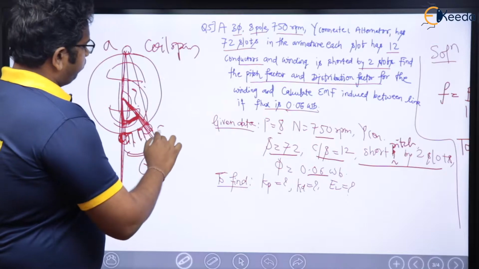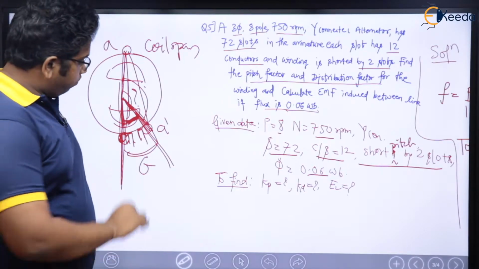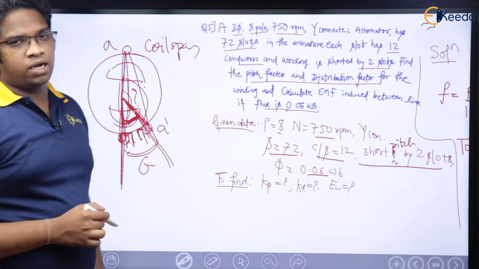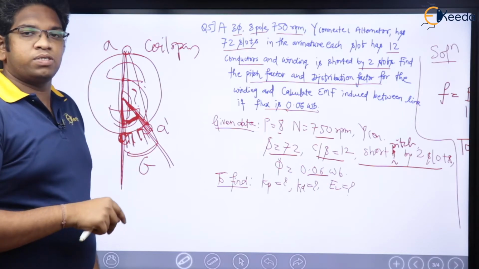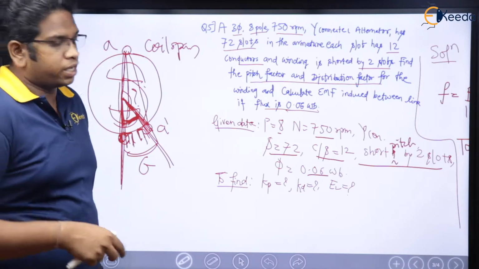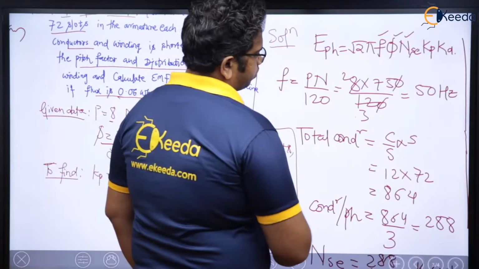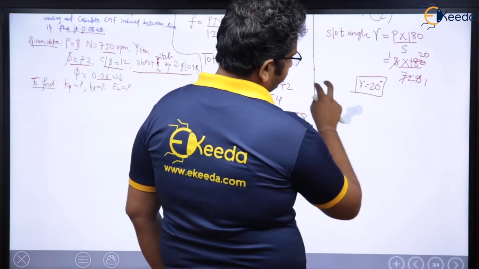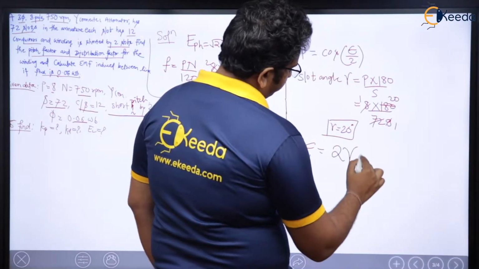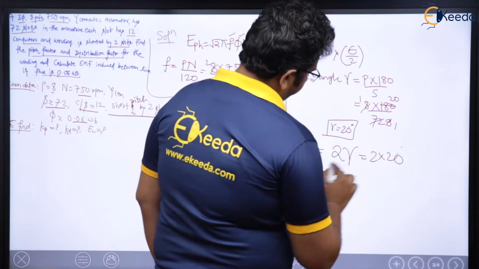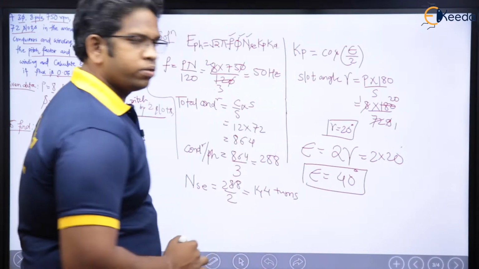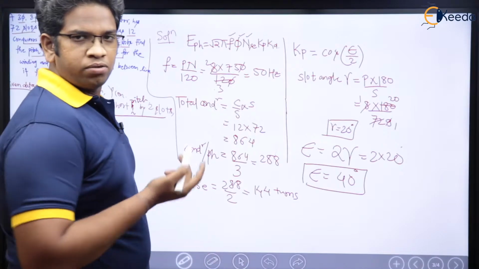So A and A dash will be now here. That is the conclusion. Now they have given us slots, but we are interested in angle. So this slot angle is short pitched by two slot angles. Short pitched by two slot angles means epsilon is going to be 2 into 20 degrees, which is equal to epsilon equal to 40 degrees. Just replace it there, you will get the value of Kp.